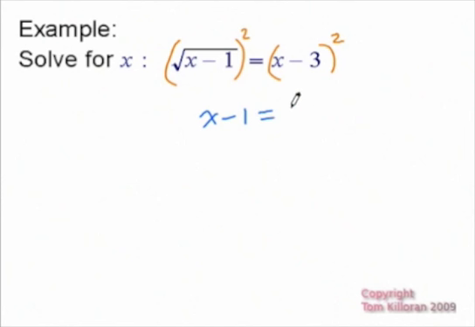equal to, literally, x minus 3 times x minus 3. 2 factors of x minus 3. So we're going to have to FOIL this side out and see what happens.